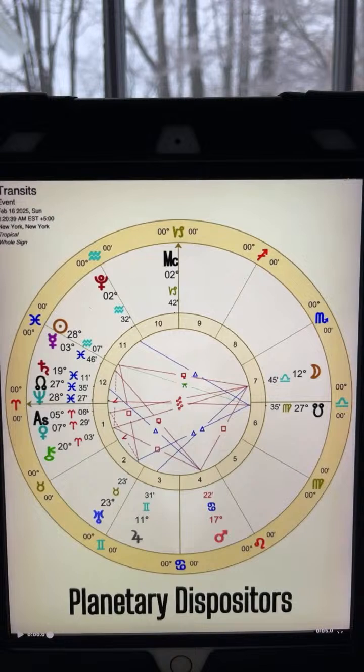Today, I want to focus on a simple method of chart interpretation called planetary dispositors. It sounds much more complicated than it is.